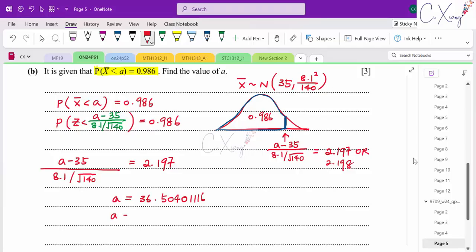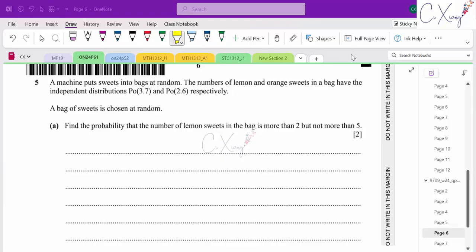Okay, so of course you have to correct your answer to 3 significant figures, where it is 36.5. So this is by using 2.197. If you're using 2.198, I believe your final answer for A, correct to 3 significant figures, is also the same, which is 36.5 as well. Alright, so this is how we solve question number 4.